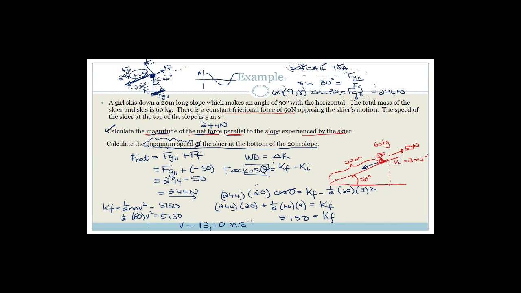So that is the maximum speed of the skier at the bottom of the 20 meter slope. So do you see how, because they let us, we could work out the magnitude of the net force and then use that within the work energy theorem to work out the final velocity of the skier. Okay, so that's a very nice question, and that actually is a grade 12 exam type question. So please be aware that you should be able to do it.